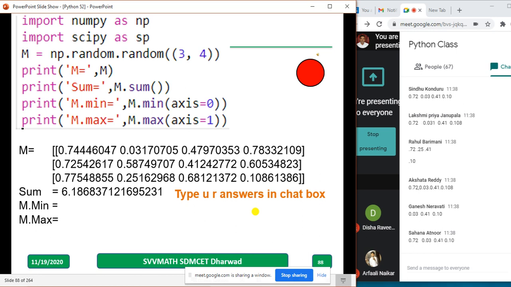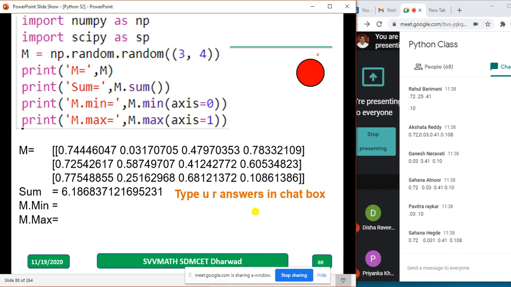Ganesh. 0.03. Sahana. Okay, instead of row, somebody may be typing for a column, or instead of column, somebody is typing for a row. And somebody is typing, Pavitra, only I type 0.03, 0.10. So even if you are finding axis equal to 0 or 1, you will not get 2 entries. Number of rows or number of columns, that will be the entries. Remember that. So the number of rows or the number of columns is not 2.